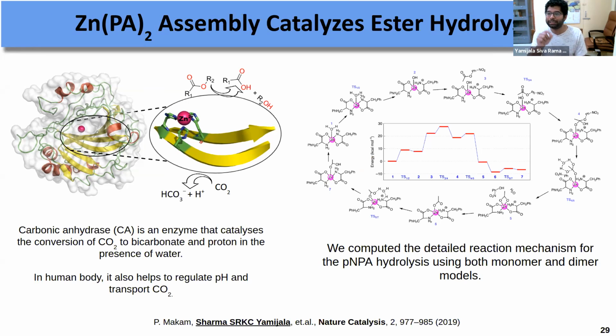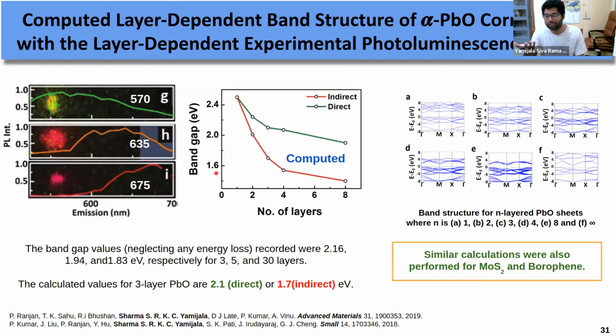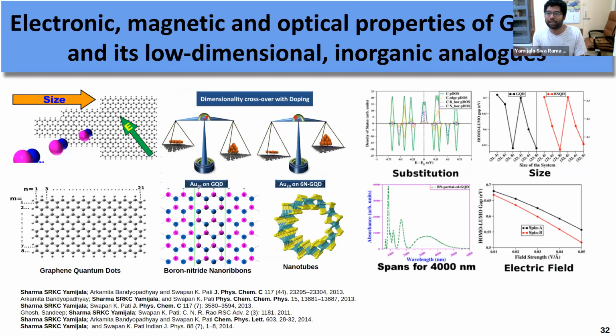So this is one of the examples where we have used the electronic structure methods in order to understand the exact reaction mechanism of this assembly in order to exactly reproduce this carbonic anhydrase ester hydrolysis mechanism. So I'm skipping 2-3 slides because these are other examples of where we have seen how to unzip carbon nanotubes and how to understand the layer dependent band structure and various other graphene and similar kinds of materials and their optical and electronic properties.